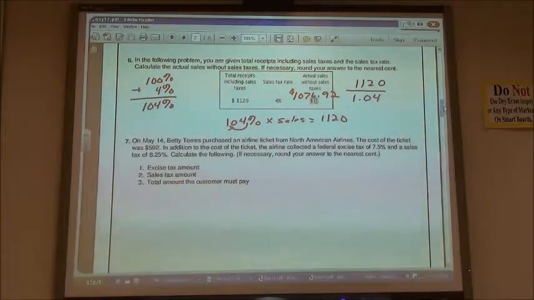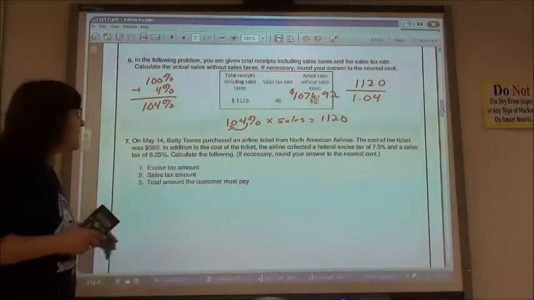On May 14th, Betty Torres purchased an airline ticket from North American Airlines. The cost of the ticket was $592. In addition to the cost of the ticket, the airline collected a federal excise tax of 7.5% and a sales tax of 8.25%. Calculate the following.